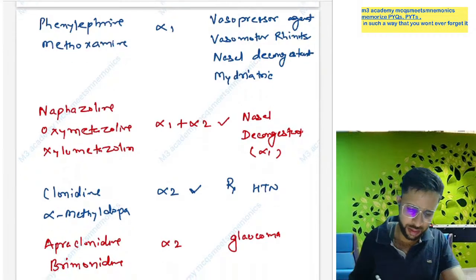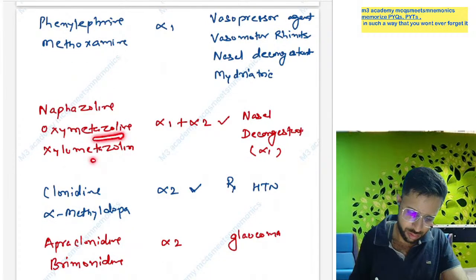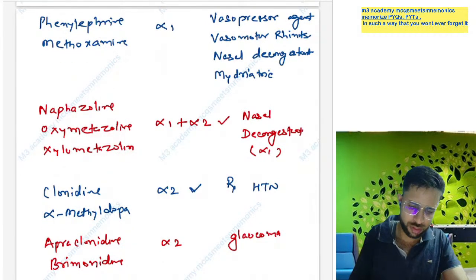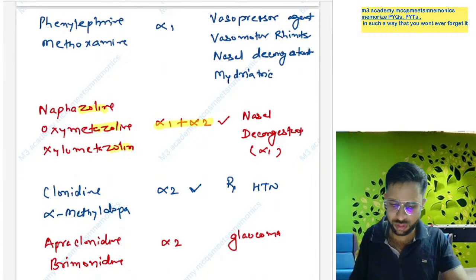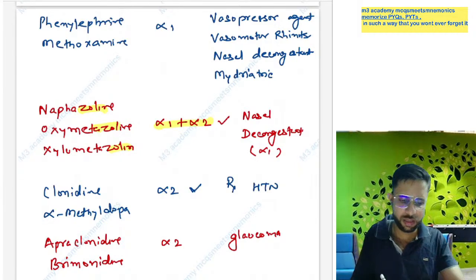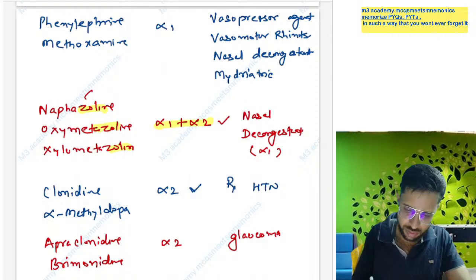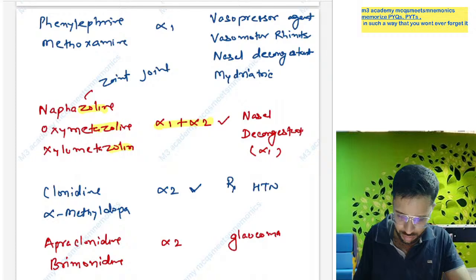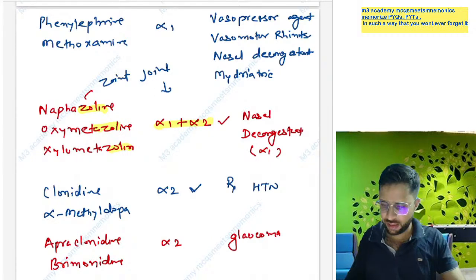Yes. Now naphazoline, oxymetazoline, and xylometazoline. So these are the Jolene drugs. Jolene means the joint. So this works on the joint of the alpha and the beta. Yes. So you can remember Jolene. Jolene means the joint. Joint action means alpha 1 plus alpha 2.